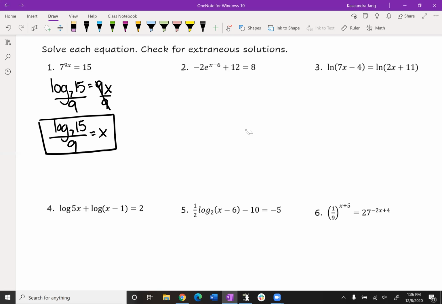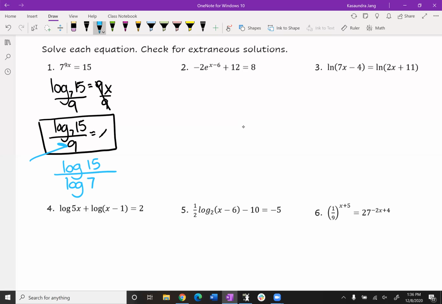Common log, okay. So for my common log, it's going to be a common log divided by another common log. My hint in my head is that this 7, the base, is written smaller, a little lower, so I usually put that in the denominator. That's my reminder. That 7 goes in the denominator. The 15 is written bigger, a little higher, so that's going to be in the numerator. So log of 15 over log of 7.